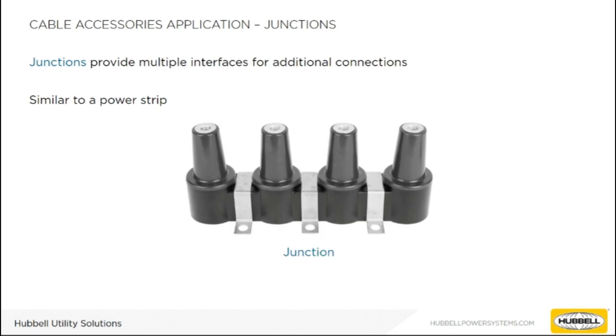The most common place for an insulating cap is on an unused interface of a junction. Junctions are similar to the power strip you might use at home or in the office. They provide multiple interfaces for additional underground cables to be connected to. Junctions are usually found inside the fiberglass or metal enclosures, also offered by Hubble Utility Solutions. Junctions and tap masters, which we'll discuss later on, can have anywhere from 2 to 6 positions or interfaces. Along with elbows and insulating caps, this is where you may find elbow arresters.